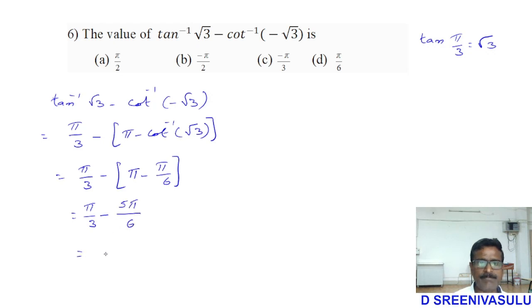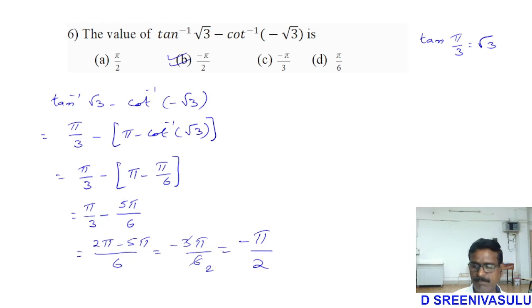Take LCM 6: 2 pi minus 5 pi. This is equal to minus 3 pi by 6. Three ones are three, three twos are six. This is equal to minus pi by 2, which is the correct answer. Option B is the correct one.